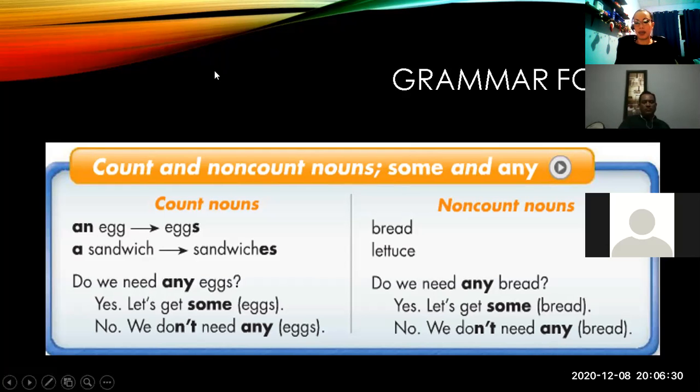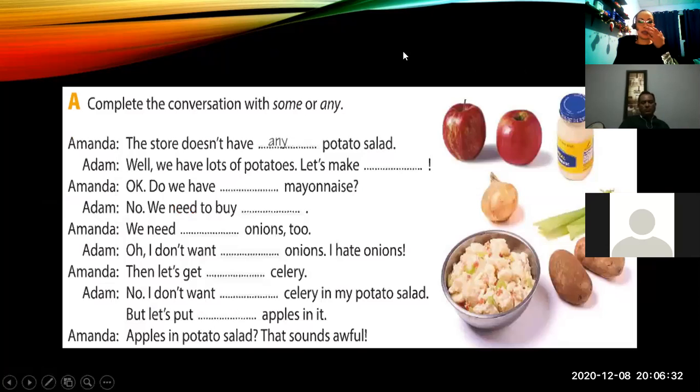Okay, so let's practice. Vamos a practicar. Complete the conversation with some or any. Vamos a completar esta conversación usando some o any. Acuérdense que no es necesario que la escriban toda. Solo vayan escribiendo en un cuadernito la respuesta.